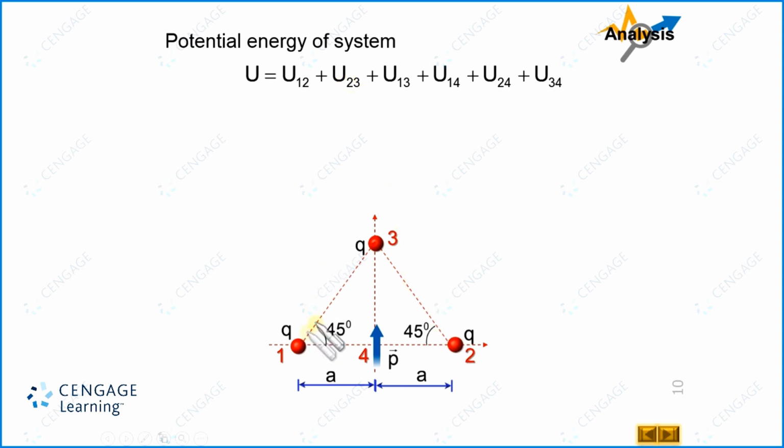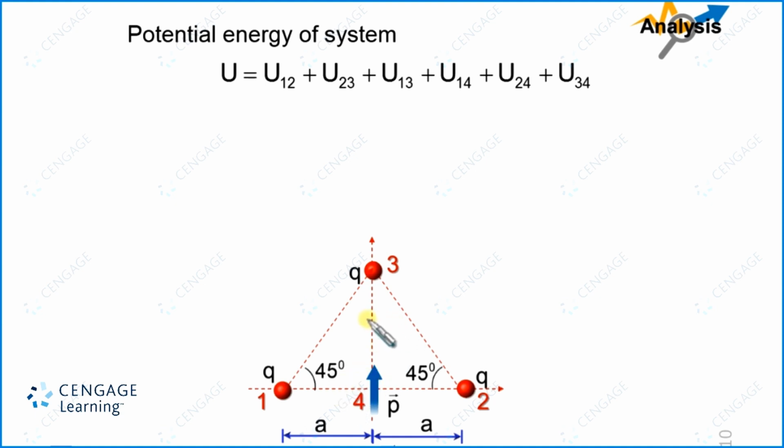U23 is the potential energy associated with again two charged particles, and U13 is the potential energy associated with charged particles number 1 and 3. You can observe here 1,3 and 2,3. The separation between the charged particles should be the same because this angle is 45 degrees. That means this side, if it is a, this should also be a, and this should be equal to root 2 a. Similarly, this should be equal to root 2 a.